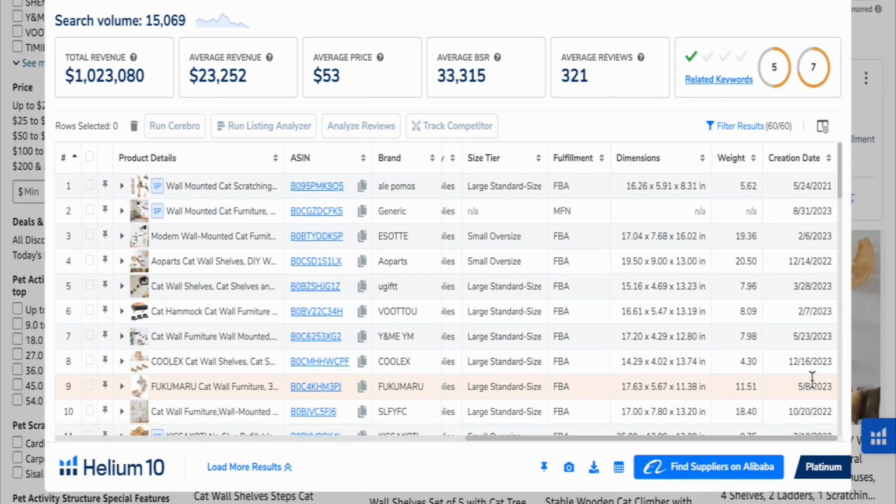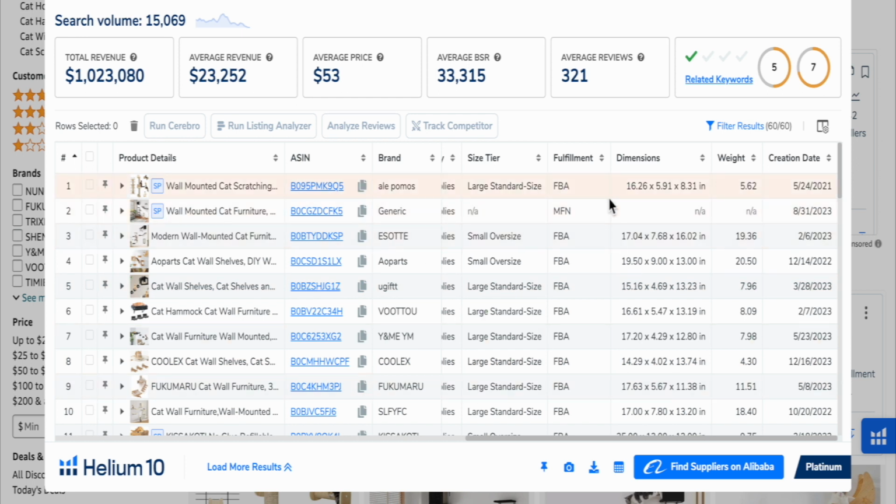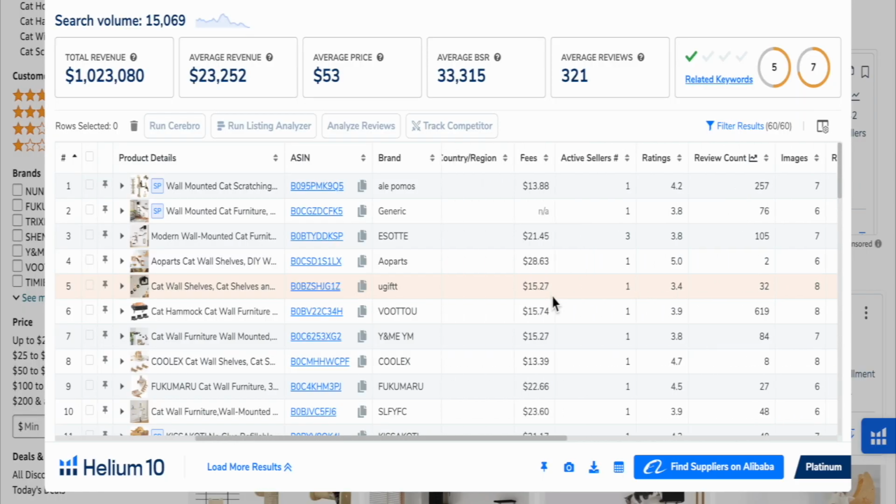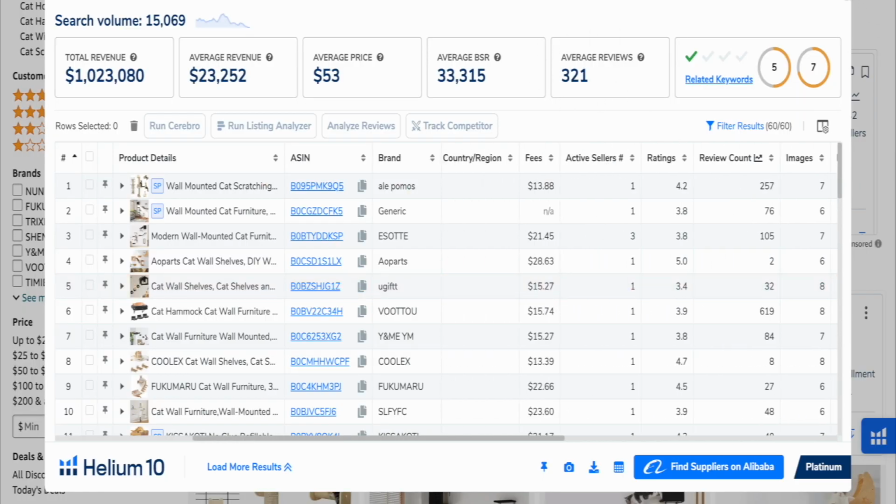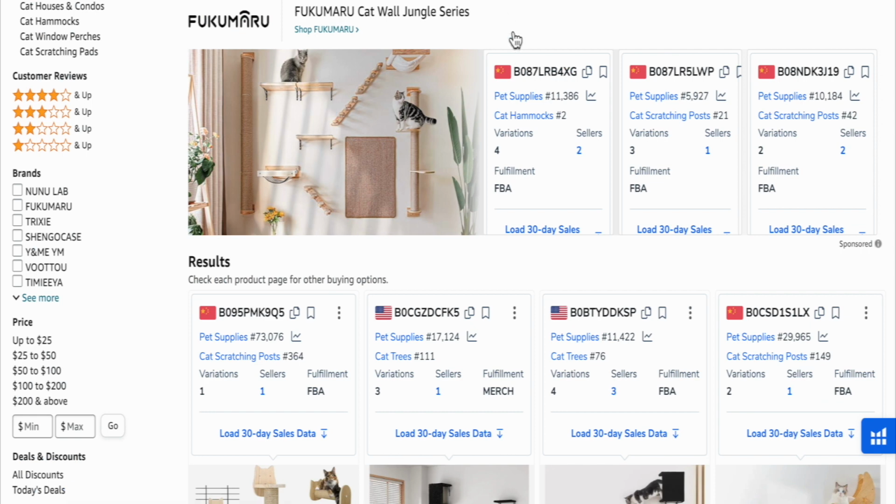I feel like now a lot of people are jumping on this product and it may be a little more saturated. That doesn't mean that you can't make money off of it. You can, but you might have a little bit more competition. So you would just have to go in and look. The review count is really good. Let's go to another one.